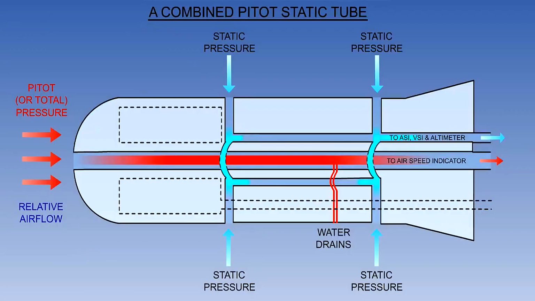The Pitot and static heads may be combined into a single pressure head known as a Pitot static head, which we can see in this example. Here we have the static tube surrounding the Pitot tube. The systems are still separate and each system has its own pressure line leading to its own pressure instruments.